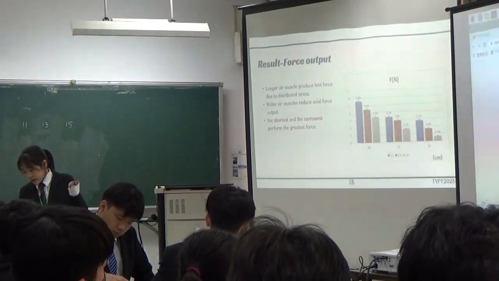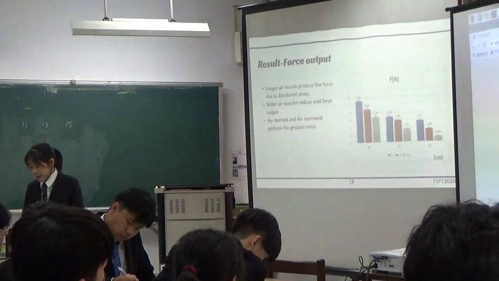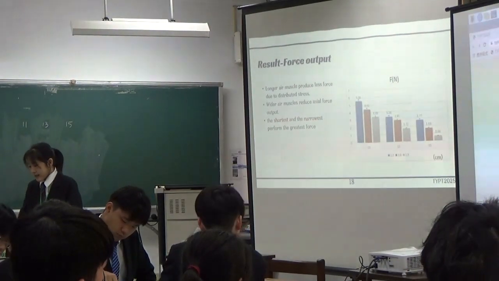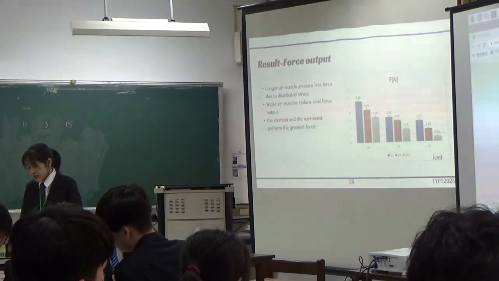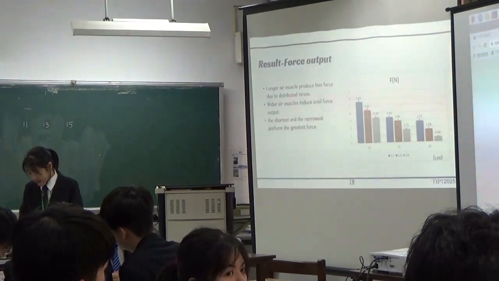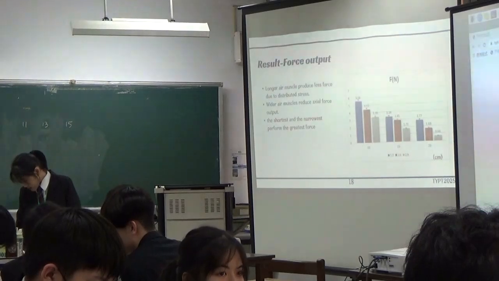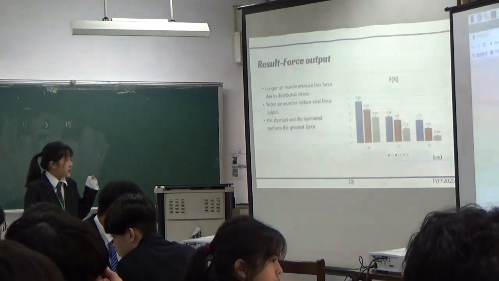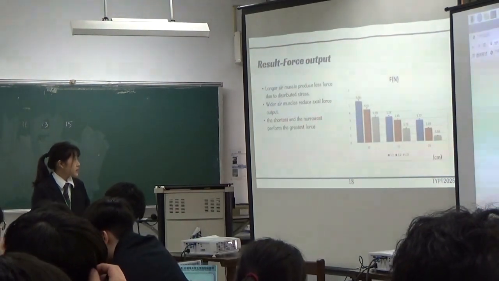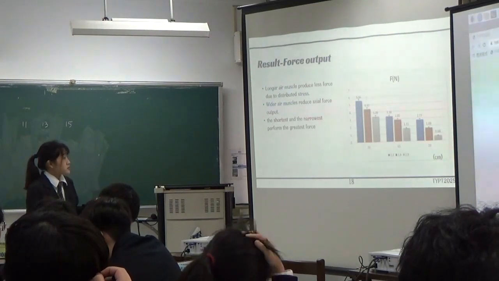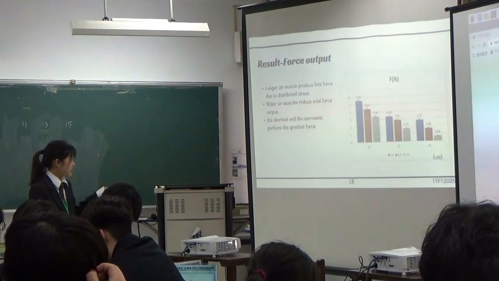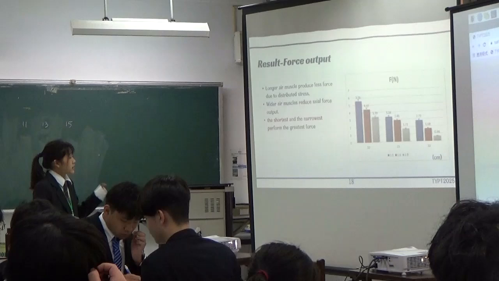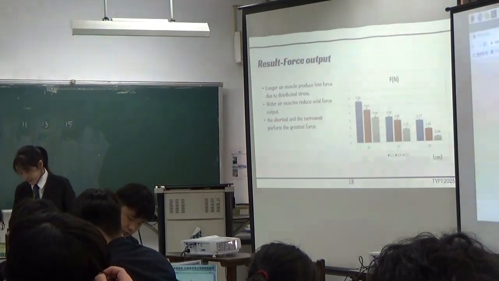From this chart, we analyzed the force output of air muscles with different lengths and mesh diameters. From the bar chart, we can see that at each length, a small mesh diameter produces higher force, and a wider air muscle reduces axial force output. So that's why a wider air muscle produces lower force. And the shortest and the narrowest air muscle performs with the greatest force.